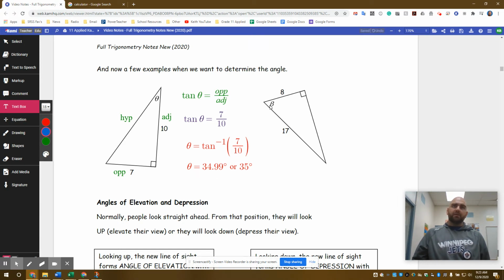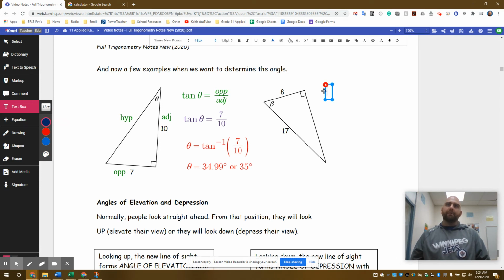Let's solve for the next one here. Here we are given a different letter. Instead of theta, we're given the letter beta, which is another Greek letter. These are just ways of saying this is the angle we're trying to find, so it really is the same thing, just given as a different angle. First thing we're going to do is label our sides. We have our adjacent right there, we have our hypotenuse right here, and so this side is our opposite.